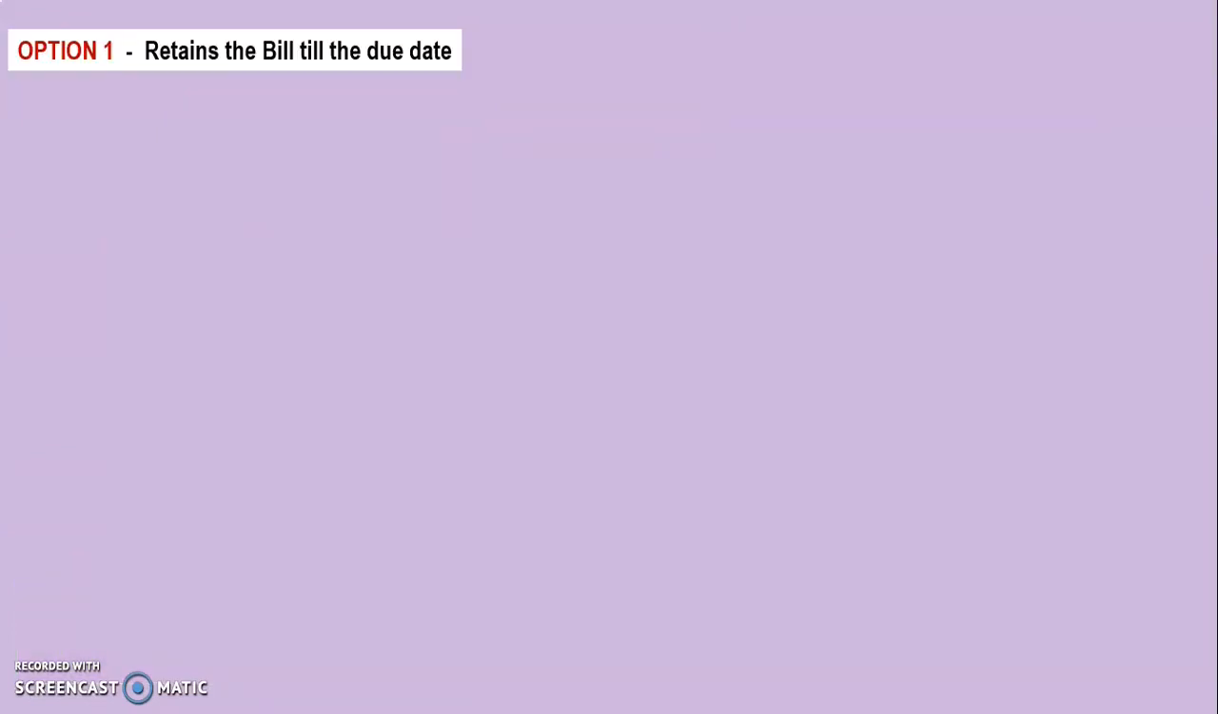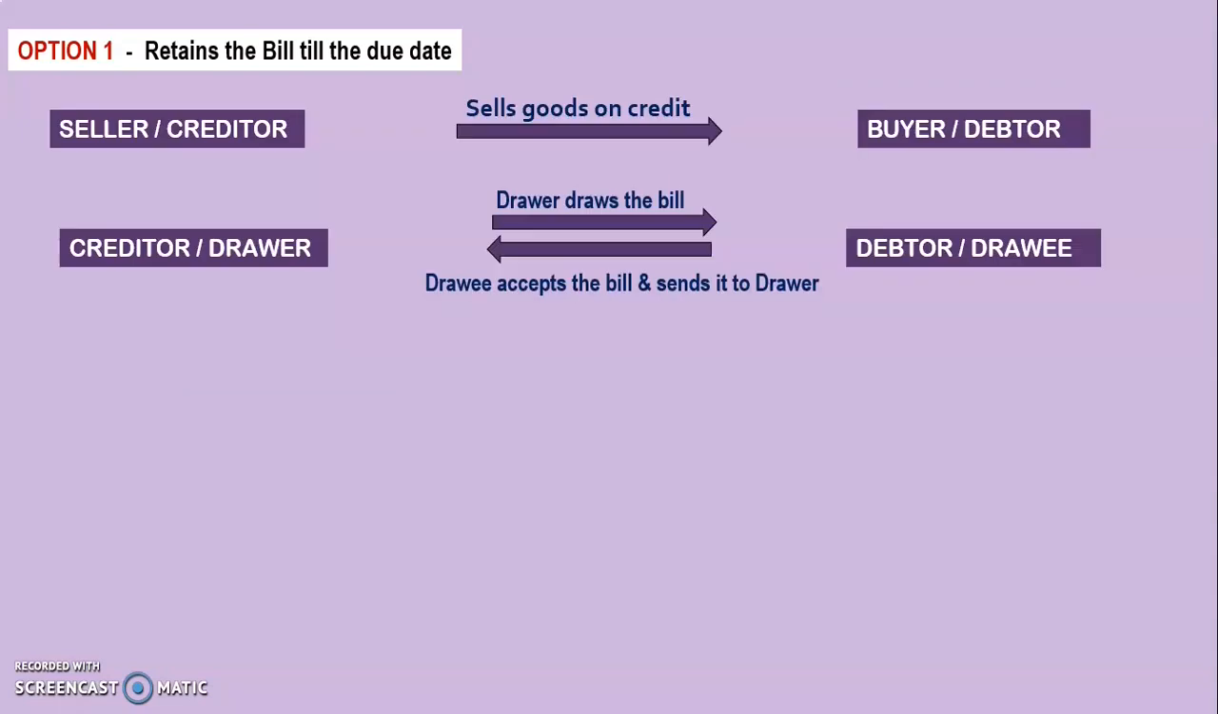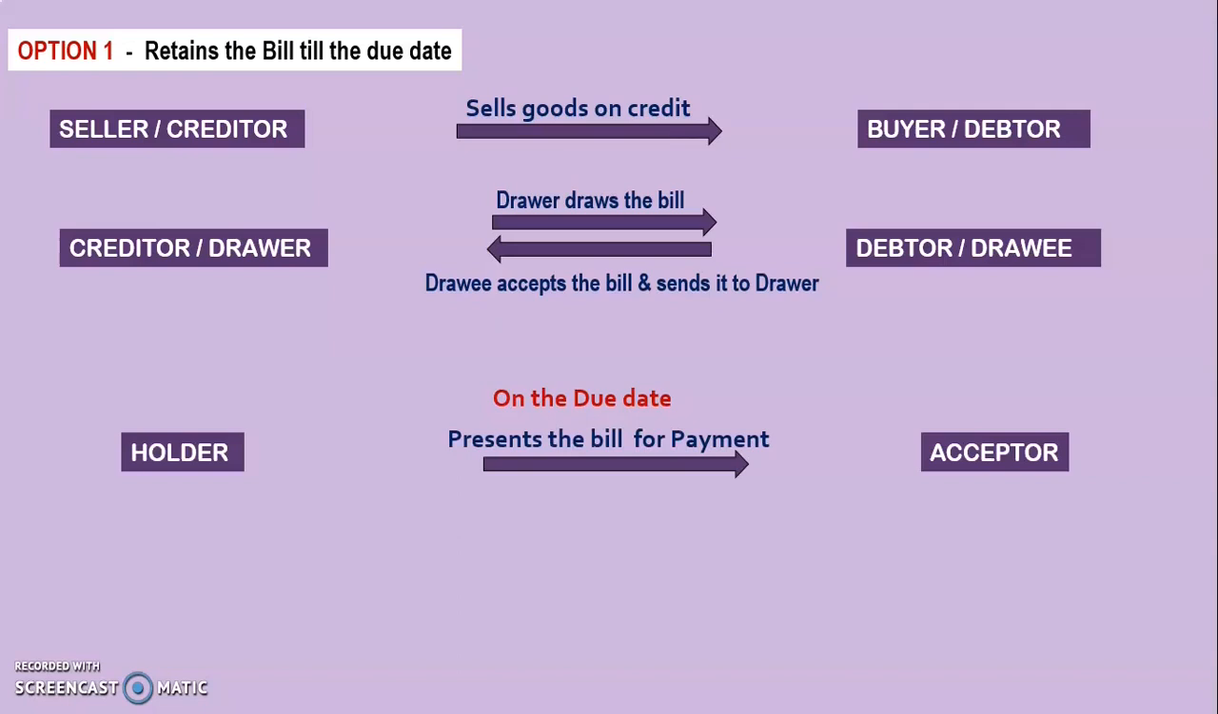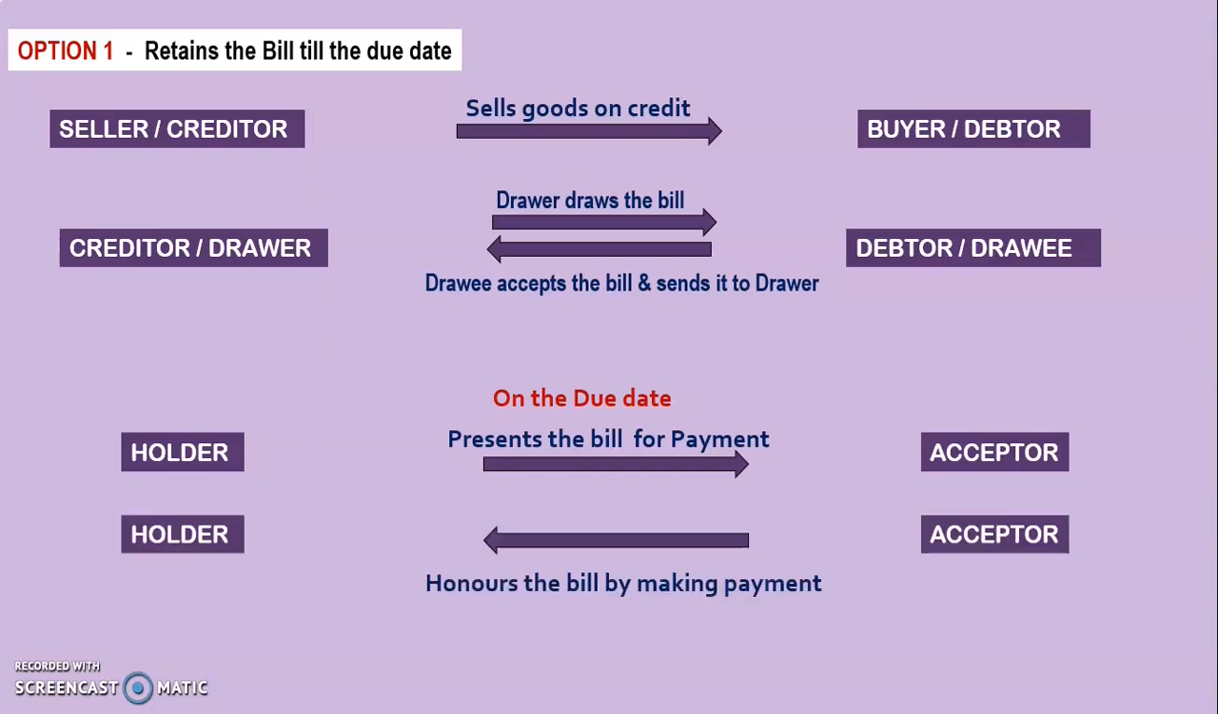The first, retain the bill till the due date. After the drawee accepts and sends the bill back to the drawer, the drawer retains the bill with him till the due date. That is, the drawer keeps the bill with him. Then on the due date, the drawer or the holder presents this bill for payment to the drawee or acceptor, and the drawee or the acceptor honors the bill by making the payment.